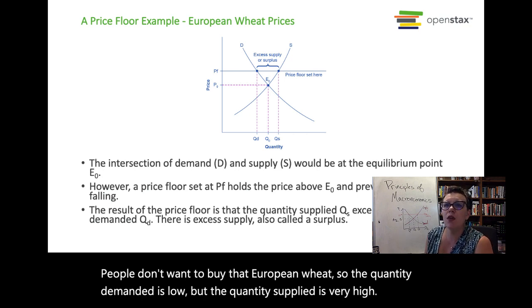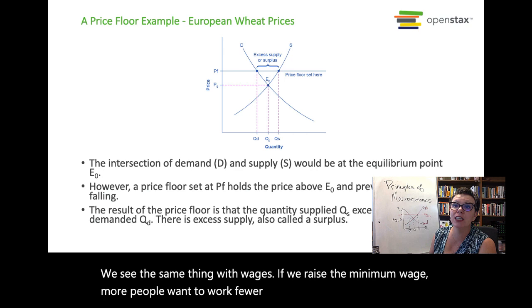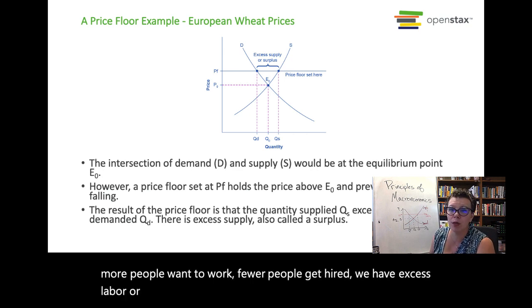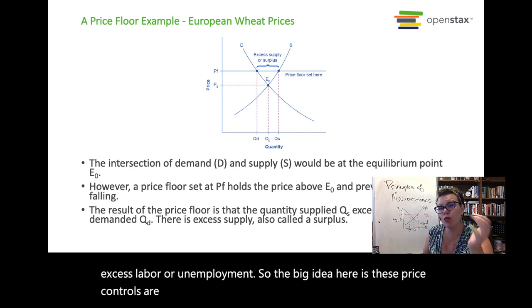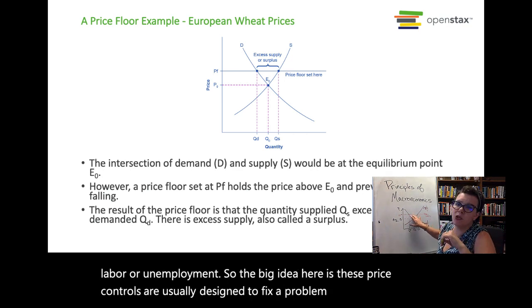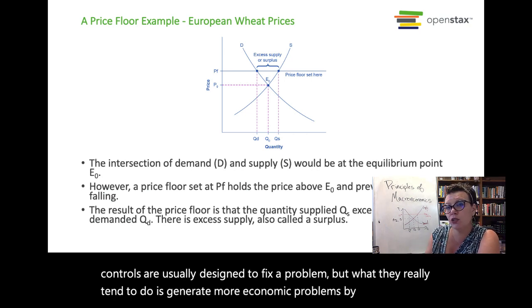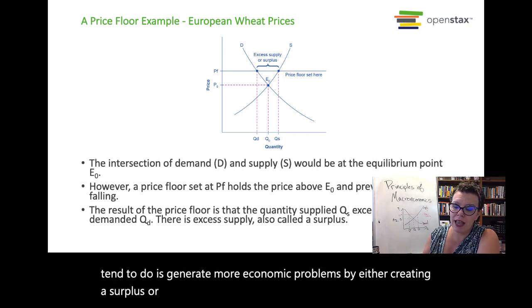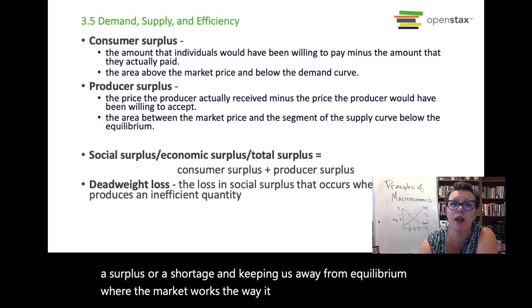We see the same thing with wages. If we raise the minimum wage, more people want to work, fewer people get hired, we have excess labor or unemployment. So the big idea here is these price controls are usually designed to fix a problem, but what they really tend to do is generate more economic problems by either creating a surplus or a shortage and keeping us away from equilibrium where the market works the way it's supposed to.